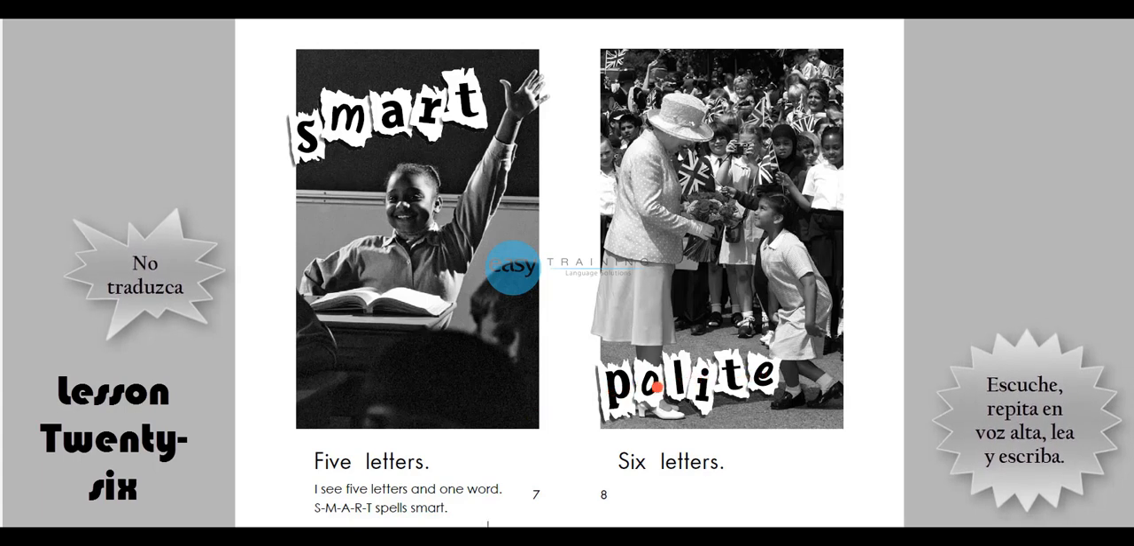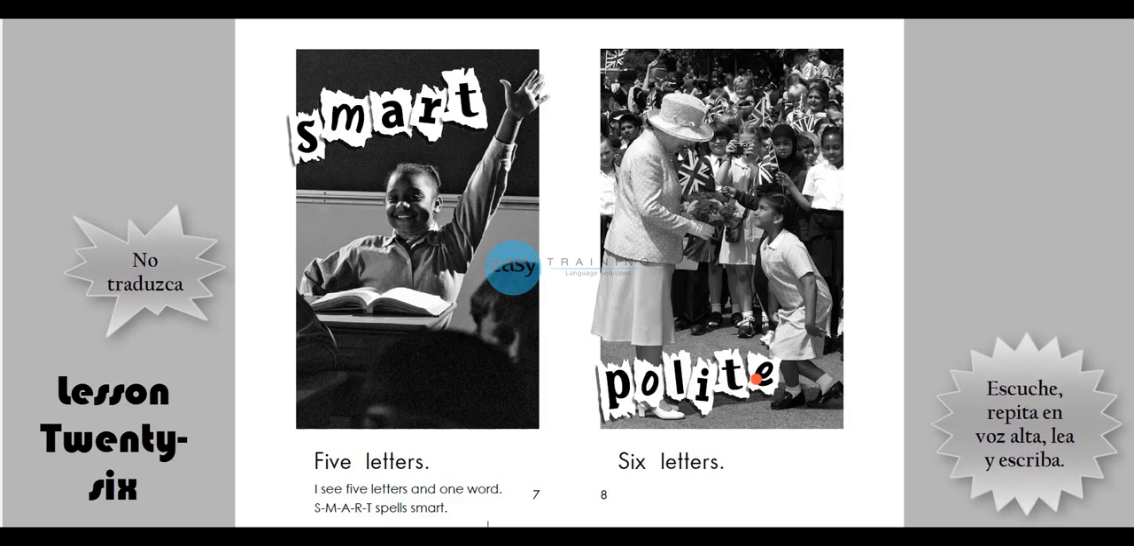Polite. One, two, three, four, five, six letters. Six letters. P O L I T E. P O L I T E spells polite. Letter P, letter O, letter L, letter I, letter T, and letter E. P O L I T E spells polite.